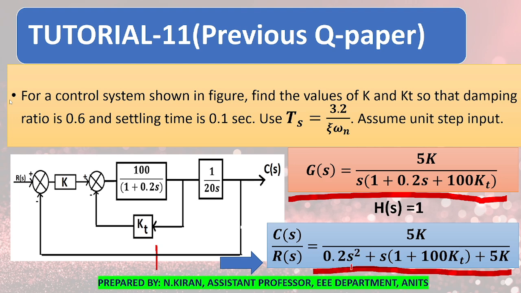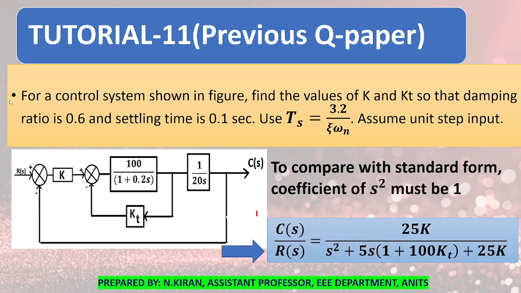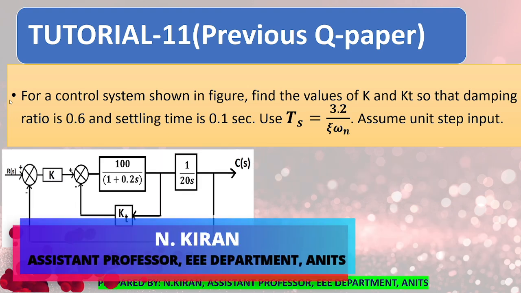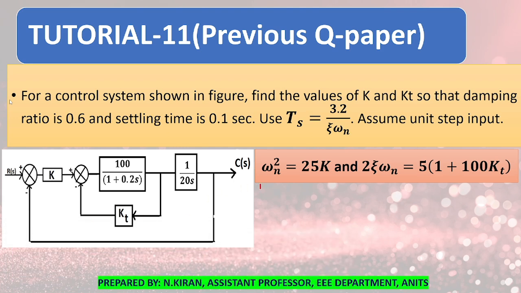If I want to compare this with my standard form, the coefficient of s square should be 1, isn't it? So again, if I divide by 0.2, that will give me my closed loop transfer function as 25k by s square plus 5s into 1 plus 100 kt plus 25k. So comparing this with my standard form, it will give me omega n square as 25k and 2 zeta omega n as 5 into 1 plus 100 kt.